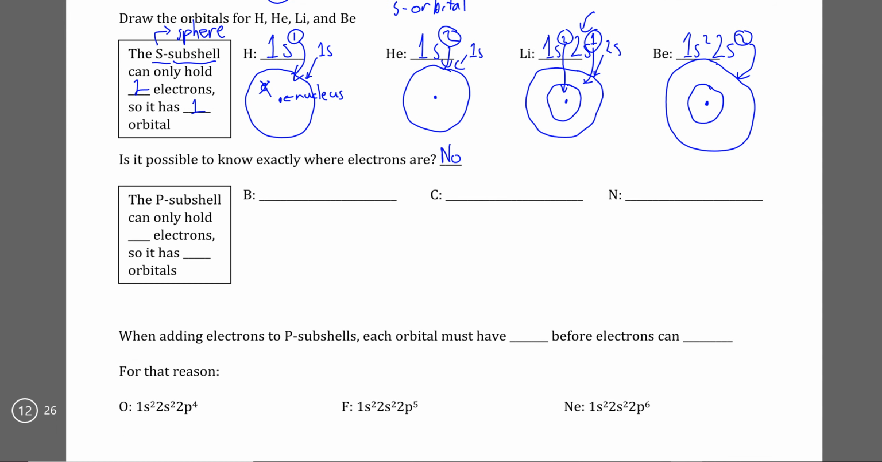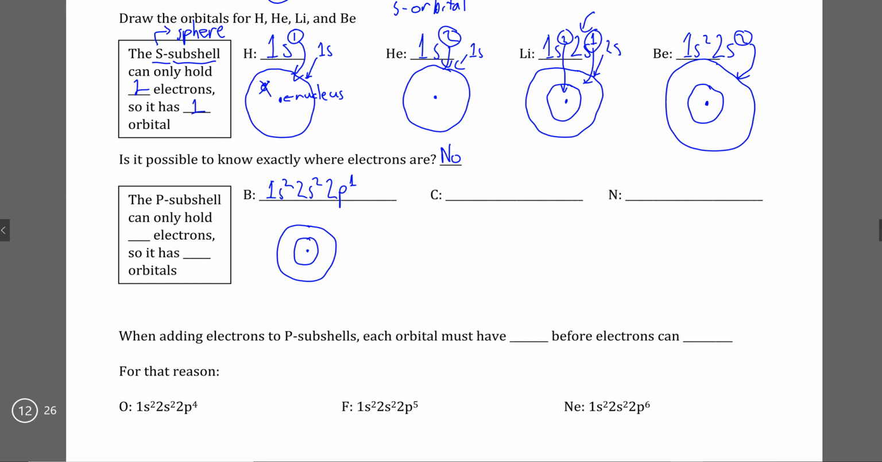Now, orbitals become easier to understand when we start looking at elements that have a p subshell. So if we write the electron configurations for boron, carbon, and nitrogen, boron would be 1s2, 2s2, 2p1. So let's go ahead and draw the 1s and 2s subshells. Here's our nucleus. Here is 1s. And here is 2s, so that takes care of 4 of the electrons.